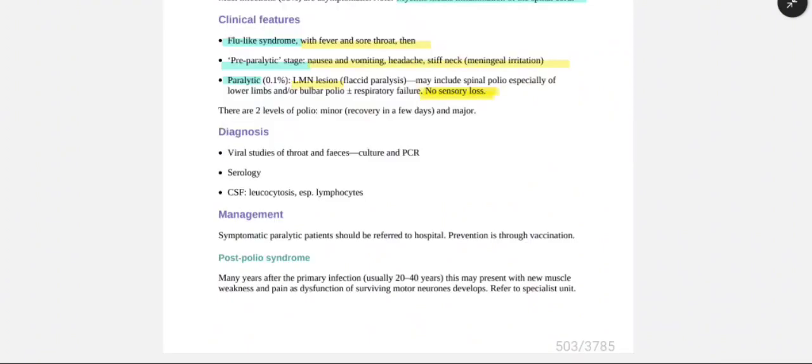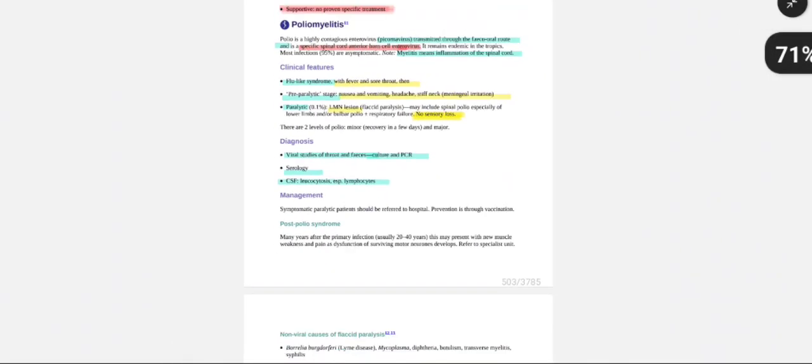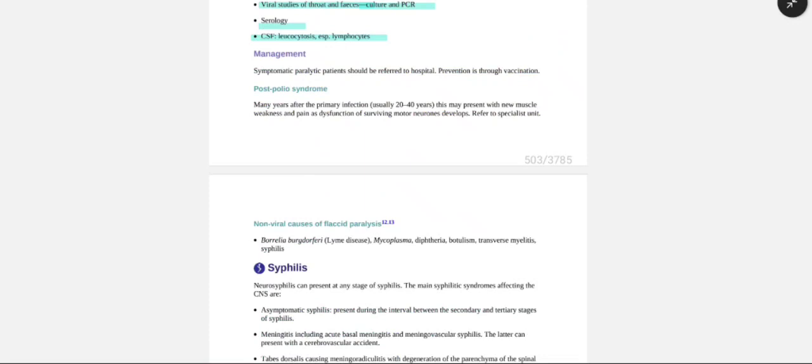Diagnosis is with virus studies of throat and feces through culture and PCR, serology, and CSF. Prevention is with the vaccination. The polio vaccine is administered orally, oral polio vaccine, that is OPV, or through injection, that is inactivated polio vaccine, that is IPV. Complications are paralysis and respiratory failure.